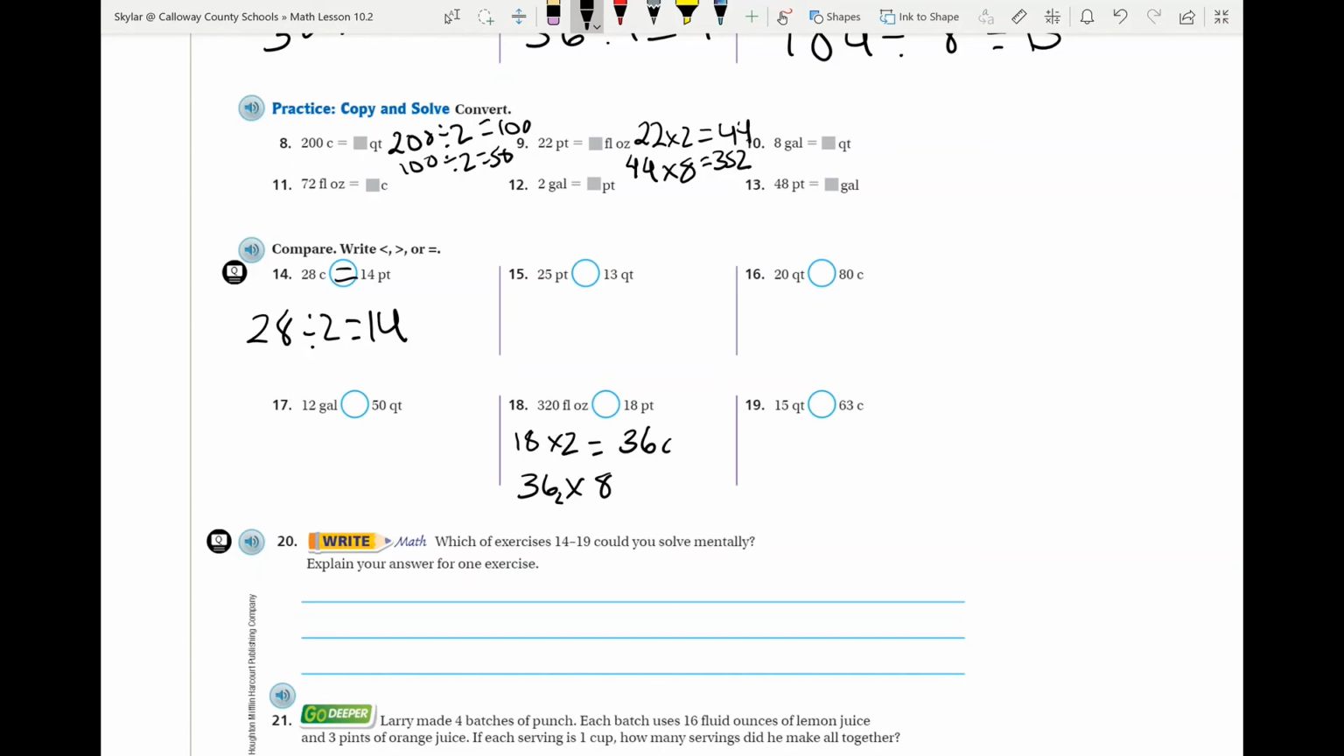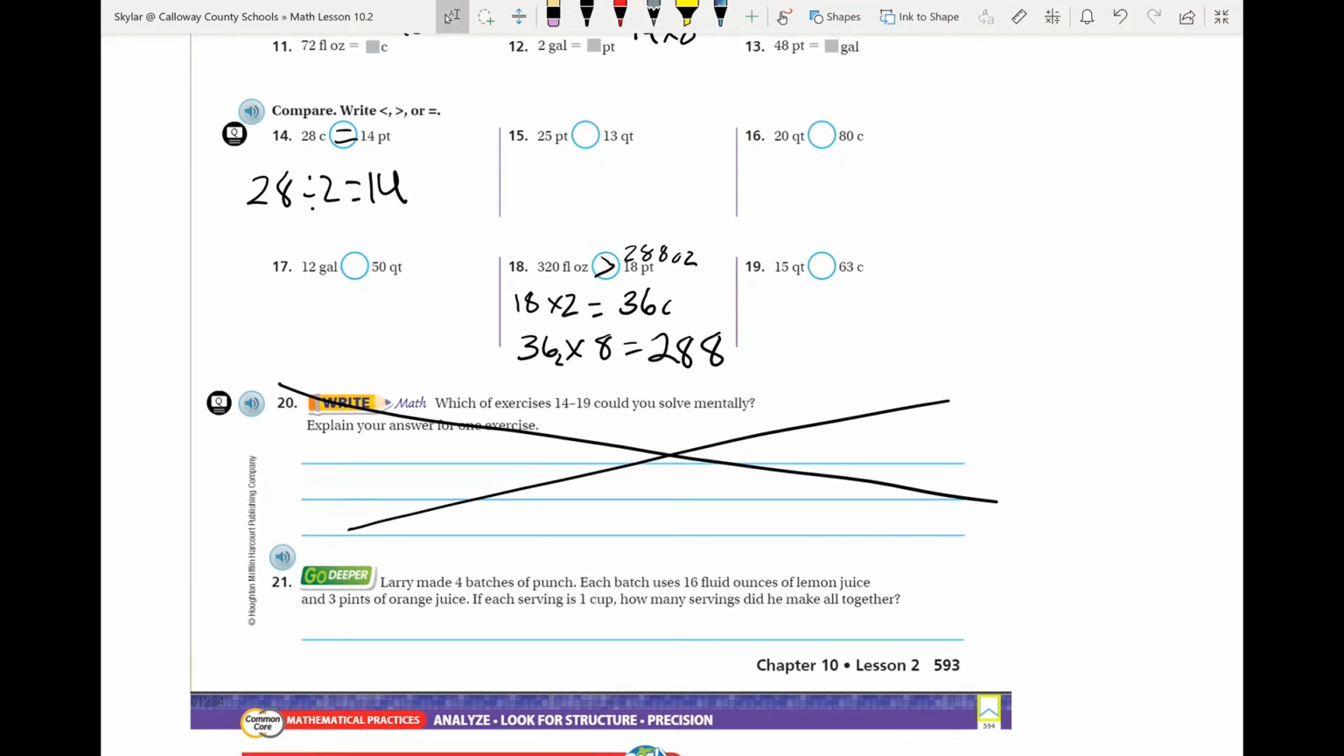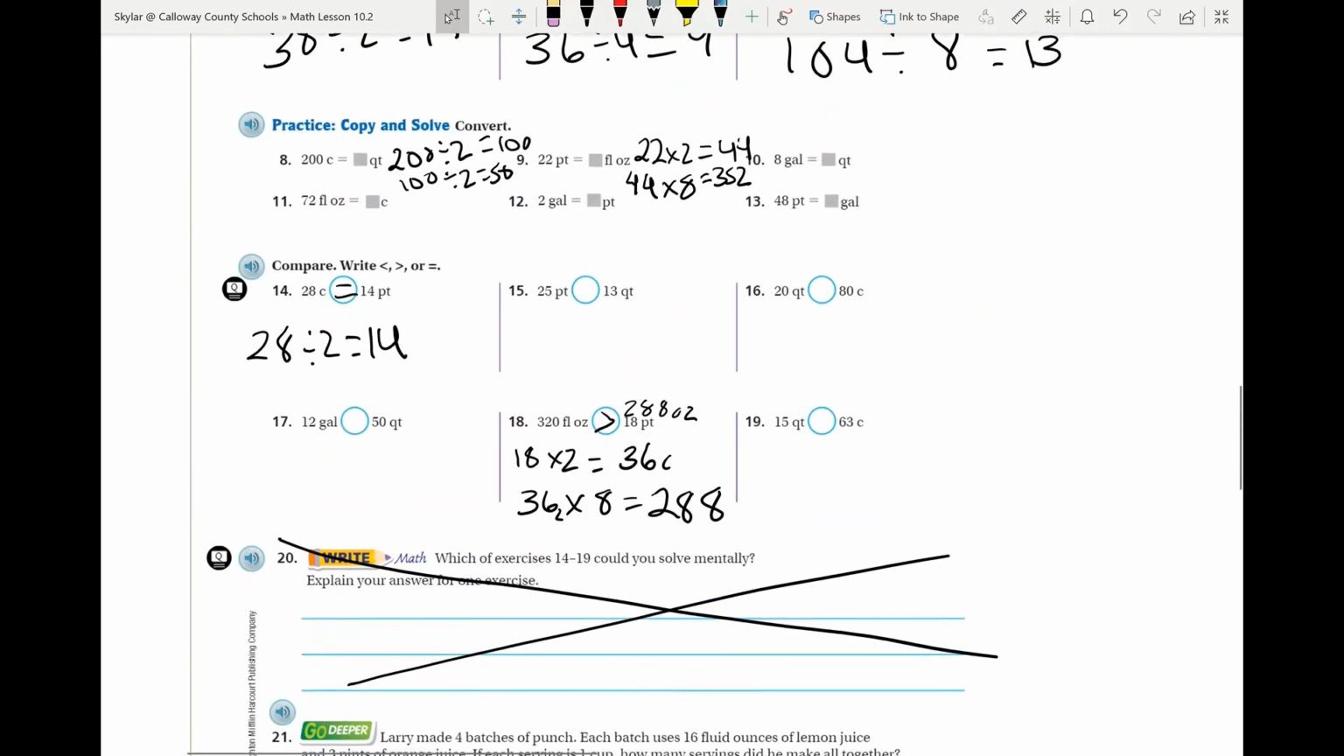So 36 times 8, that is going to give us 288. 288 ounces, which means 320 is going to be bigger. So, don't want you to worry about number 20. Not concerned with that. I do want you to give 21 a shot, and then we will come back together and check.